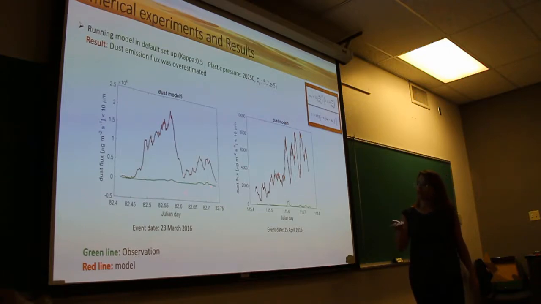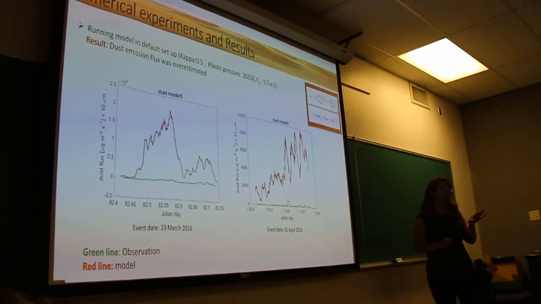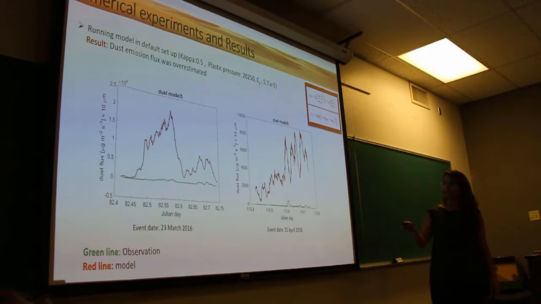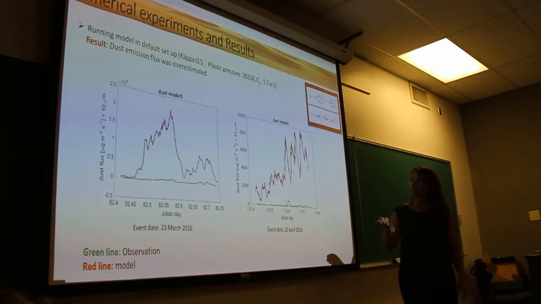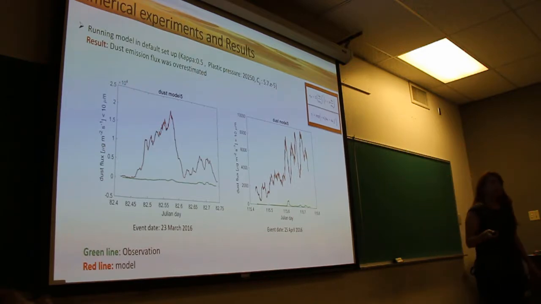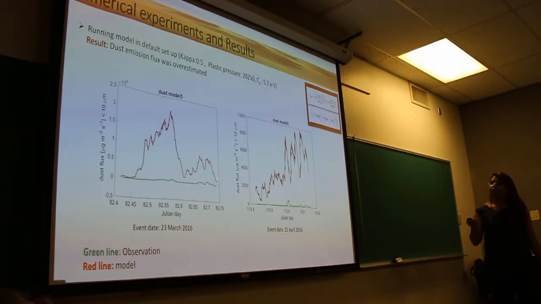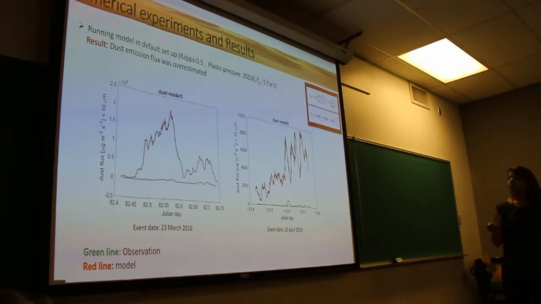and then you can see I just put 2 events here. I have worked on 3 events, but I just put 2 events here as an example: 23rd of March and 25th of April. A red line shows the model results, and the green line shows the observational data. And you see, by running the model just using the default setup, the model was really overestimating the observational data.